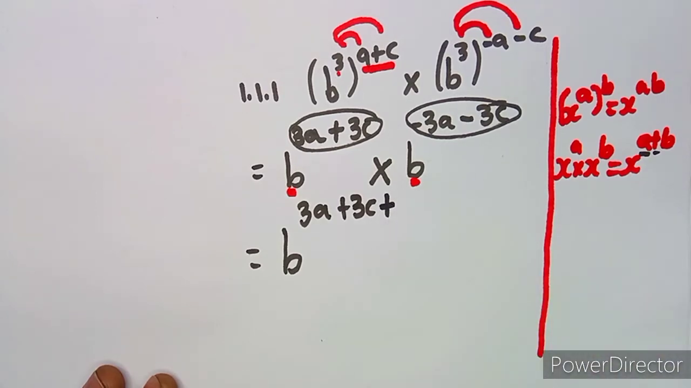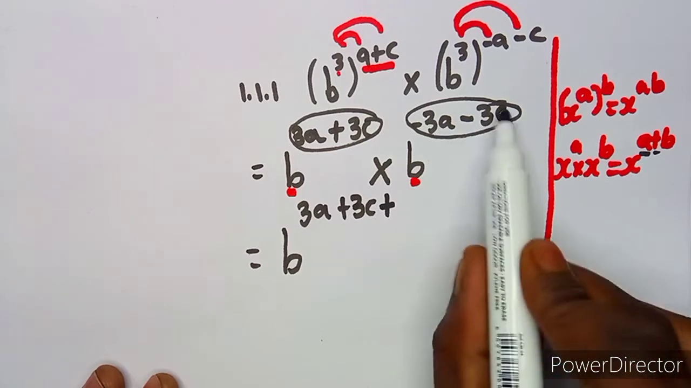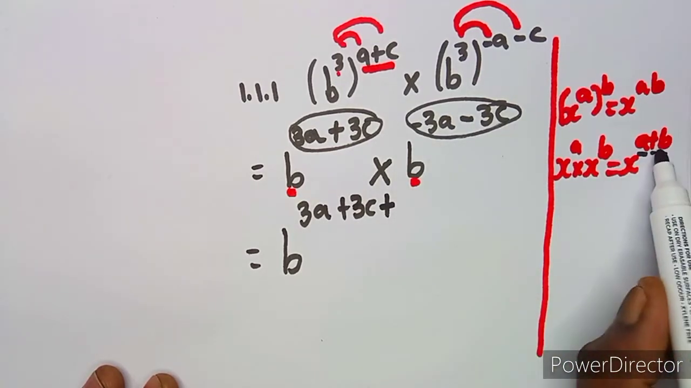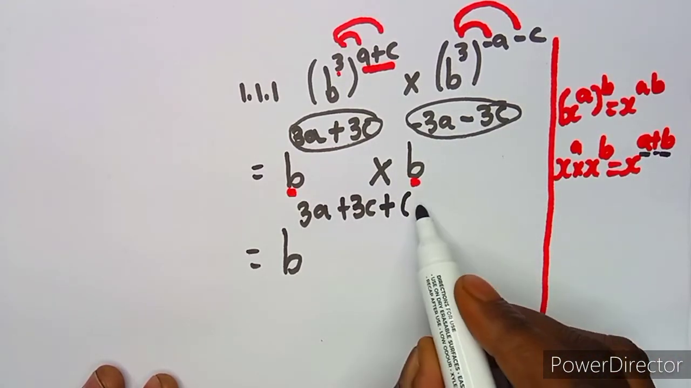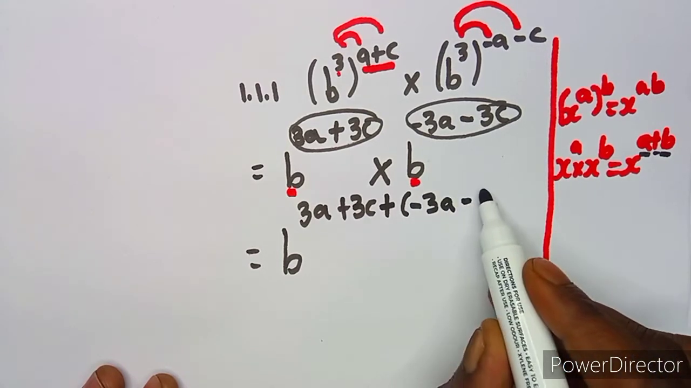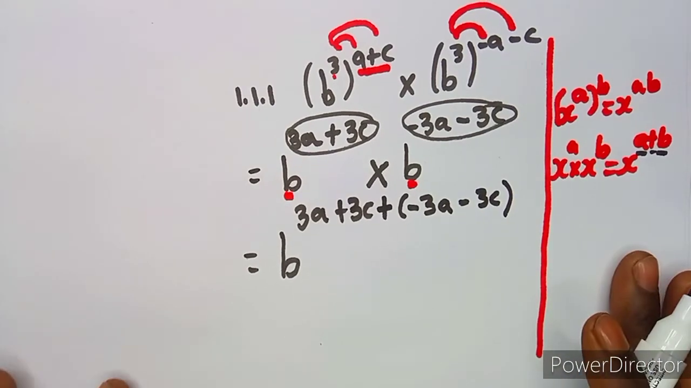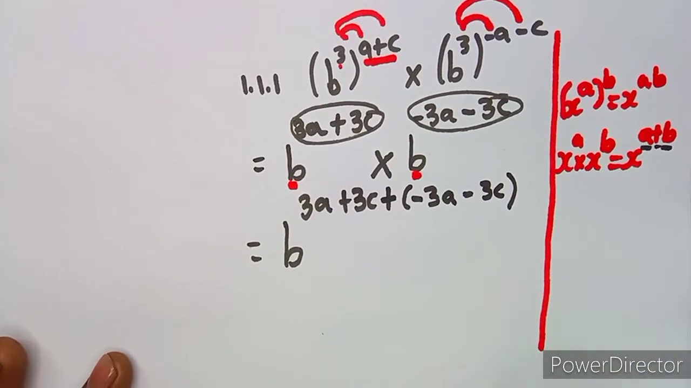Let's see, so that you don't confuse each other, guys. So you're going to add. What are we adding? We are adding this, which is our b. So we're going to open a bracket for this part, which is minus 3a minus 3c, like this. All right, that is what we are having at this stage.